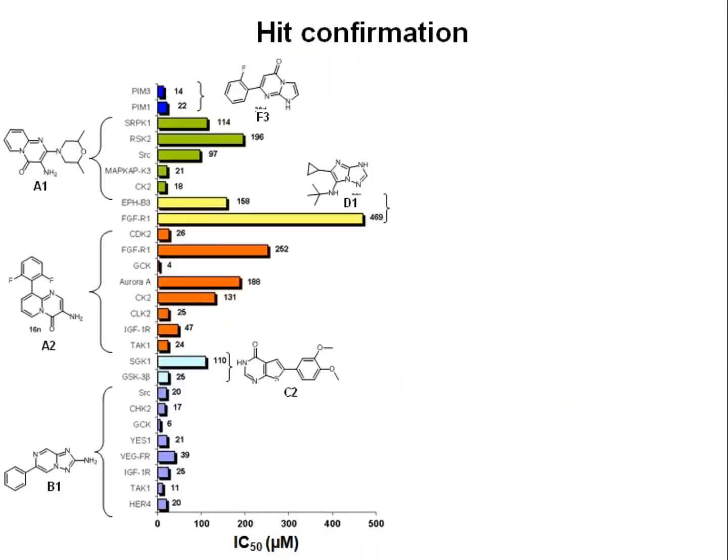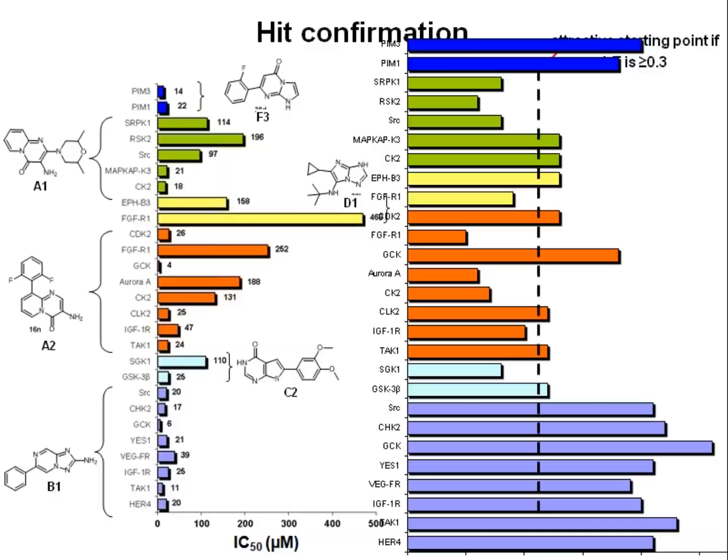Then we also took some compounds forward for hit confirmation, where we determined IC50s against different kinases. This is shown here. Some compounds were rather weak, and some were in the low micromolar range. If you look at the ligand efficiency, this dotted line here is the cutoff of 0.3, and you can see that quite a few of the compounds were also quite efficient. So that worked in principle out quite well again.